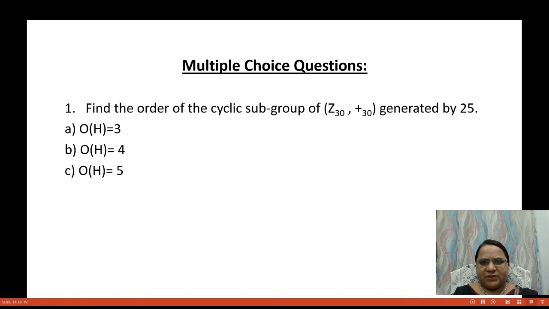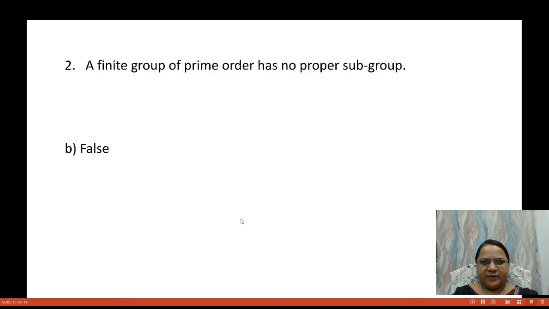Next, we have the multiple choice questions. Find the order of the cyclic subgroup of Z30 under addition modulo 30 generated by 25. Here you have to find the answer in a similar way. So the order of H here is 6. Next, a finite group of prime order has no subgroups. Whether it is true or false, the answer is true in this case.